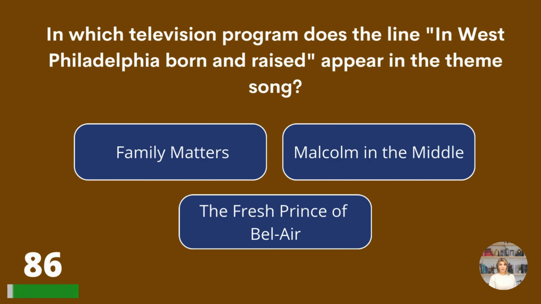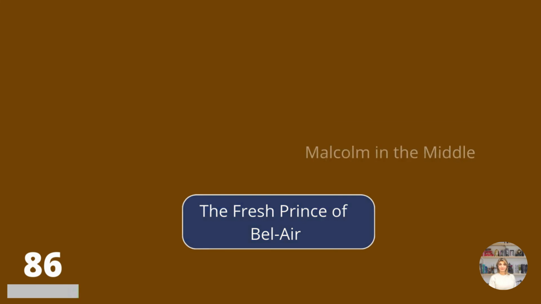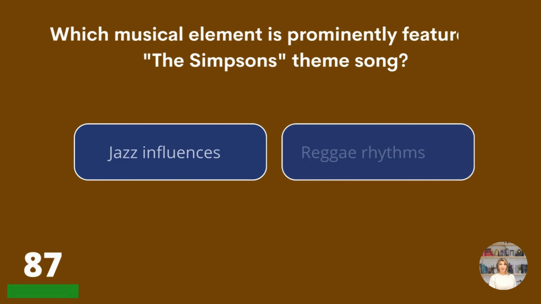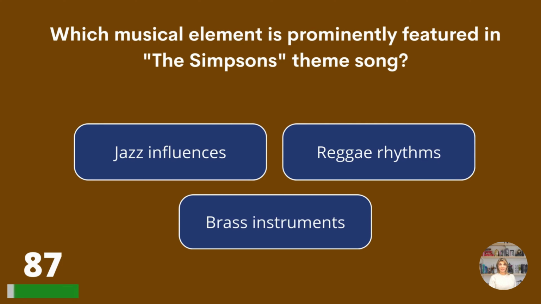In which television program does the line "In West Philadelphia, born and raised" appear in the theme song? Family Matters, Malcolm in the Middle, or The Fresh Prince of Bel-Air? The Fresh Prince of Bel-Air. Which musical element is prominently featured in The Simpsons theme song? Jazz influences, reggae rhythms, or brass instruments?